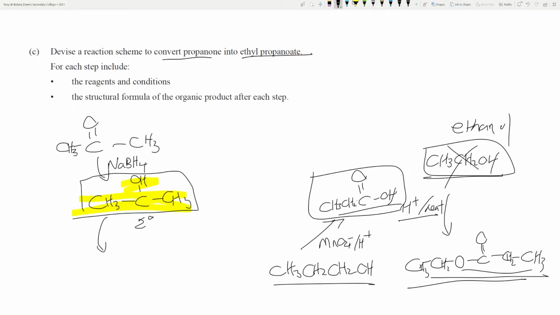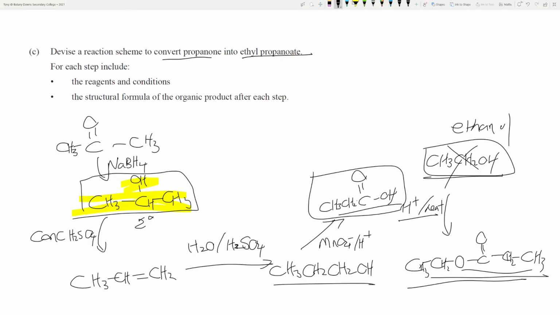So what we could do is undergo an elimination reaction to make the alkene. This is the alkene. And then you can turn the alkene into that by adding water and H2SO4, diluted sulfuric acid. So if you look at this, CH2, CH, CH3. When you add water, you break the double bond.